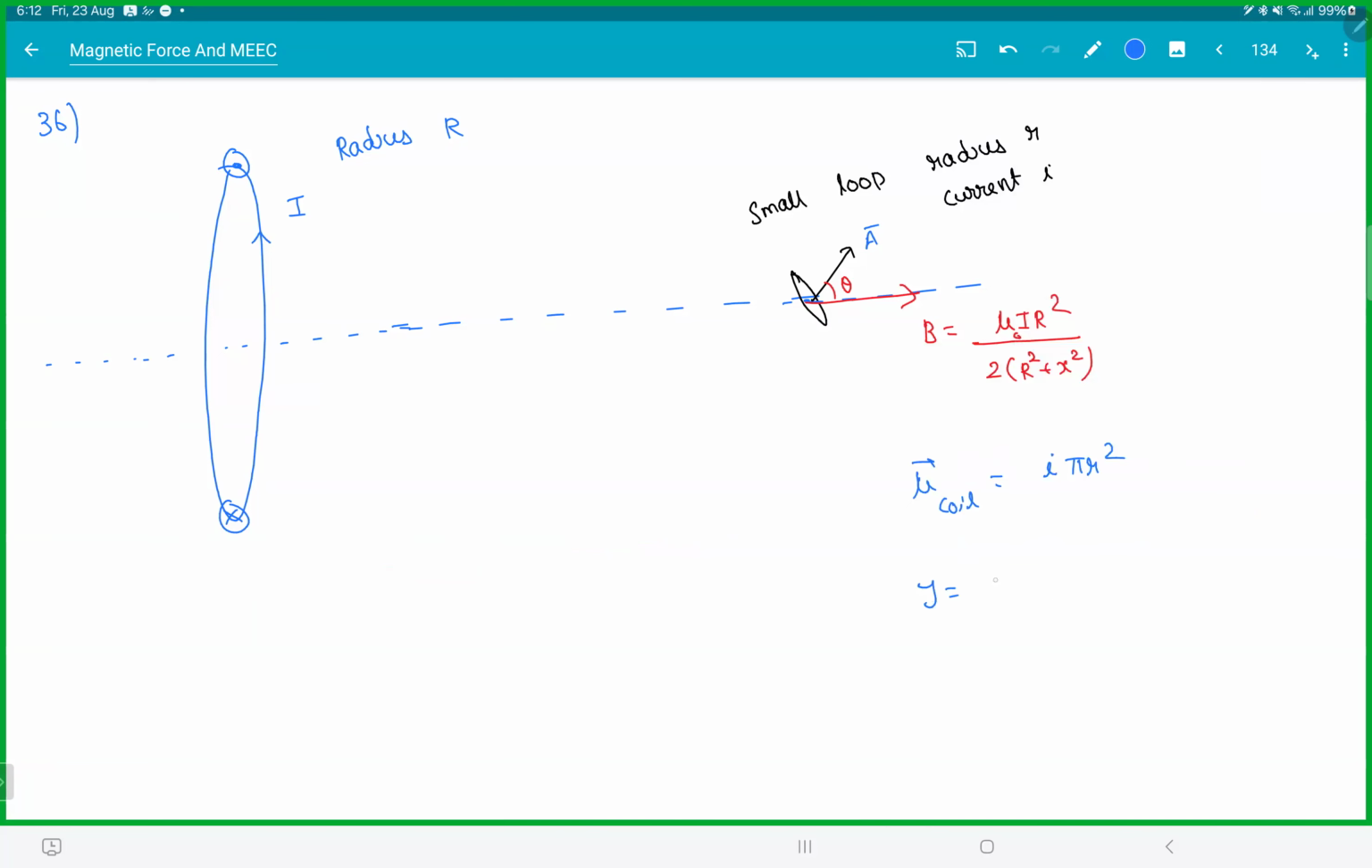So what is the torque? Torque is equal to mu cross B, which would be I into pi r square into that magnetic field B, and the angle is sine theta. Straightforward. Torque is the easiest part. How do you get the force? And remember, force in a uniform magnetic field is 0. Here, even though we are assuming it to be constant, the field is still non-uniform. So there is a force on the coil. Torque is straightforward. Mu cross B and you're done. How do you get the force part?